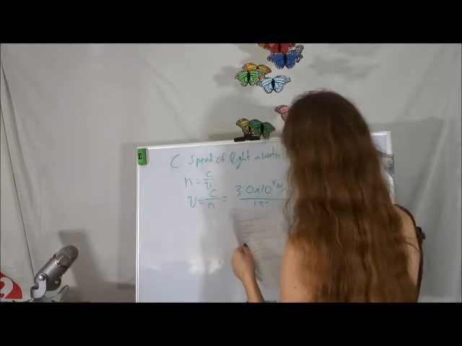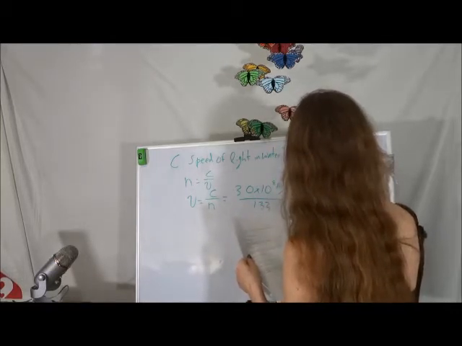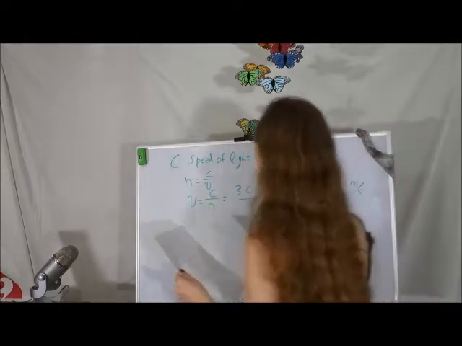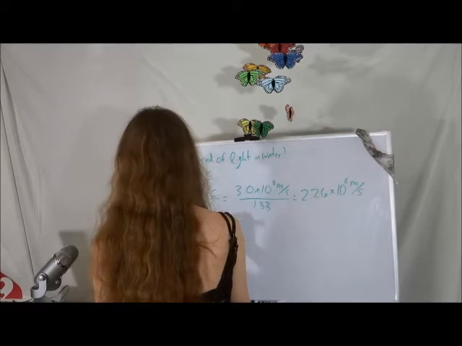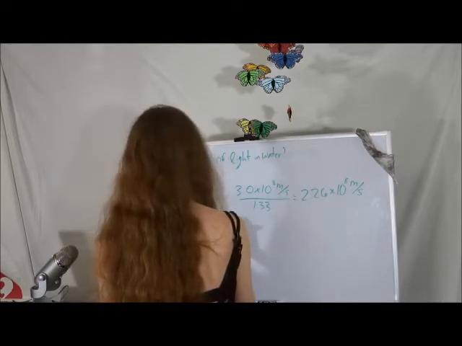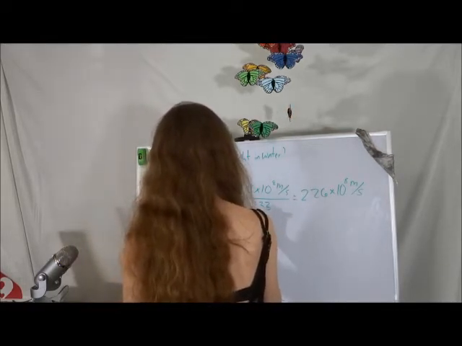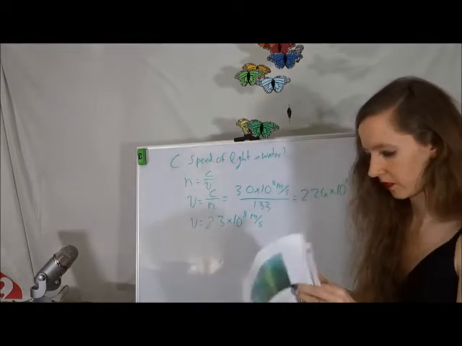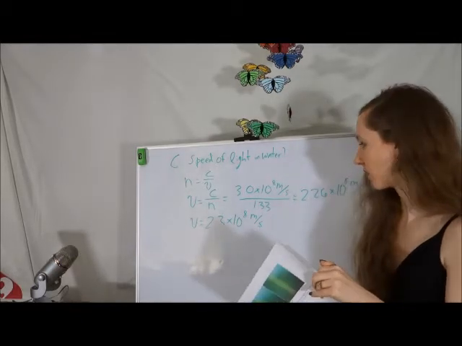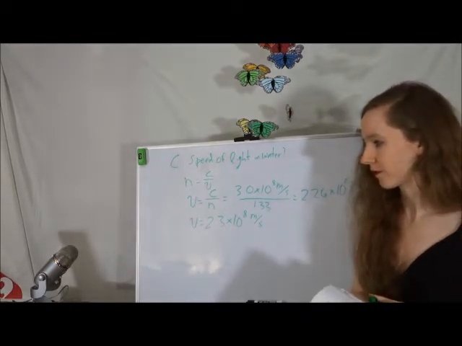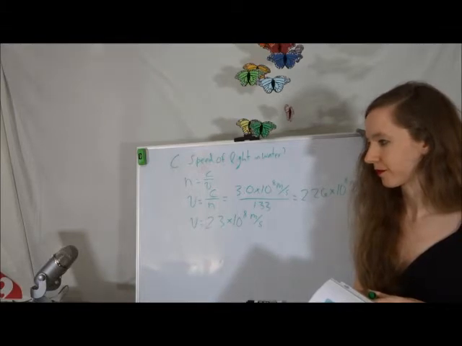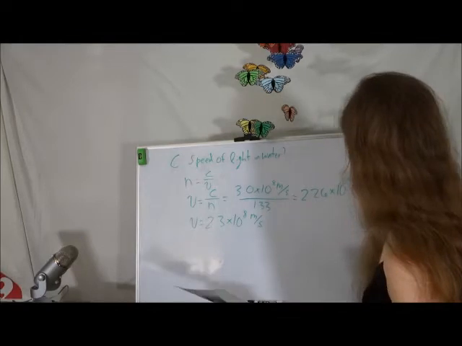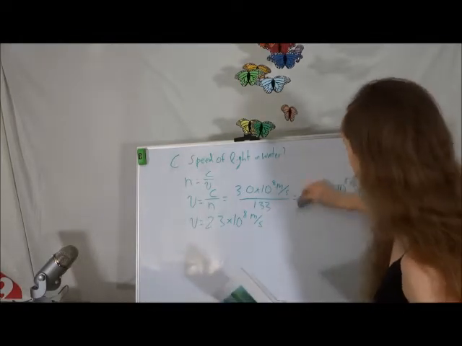2.26 times 10 to the 8th meters per second, or since we only use 2 sig figs here, our speed will be 2.3 times 10 to the 8 meters per second. So are there any questions on this example? All right, so next we're going to move on to double slit interference.